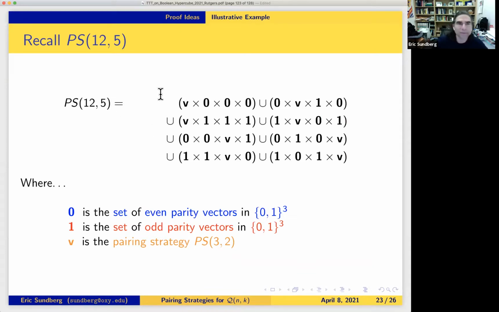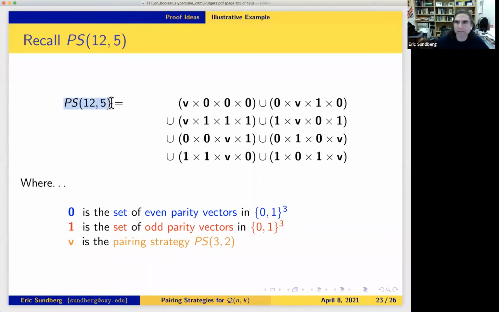Our pairing strategy for PS 12-5 was the union of these 8 Cartesian product sets. They got their forms directly from the 8 edges of PS 4-2. And then the little sets that we were using to create the Cartesian product sets: the bold zeros were the even parity vectors of length 3, the bold ones the odd parity vectors of length 3, and then the bold V's were our pairing strategy PS 3-2.